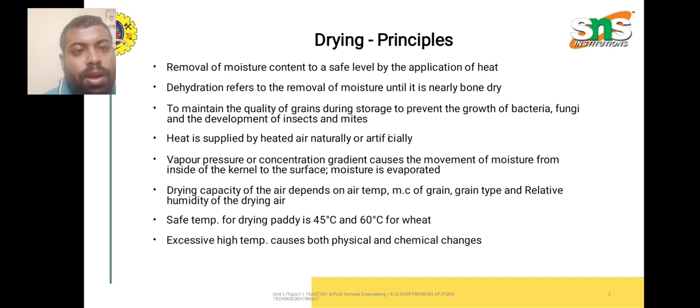To maintain the quality of grains during storage, to prevent the growth of bacteria, fungi, and the development of insects and mites. Heat is supplied by heated air naturally or artificially. Vapor pressure or concentration gradient causes the movement of moisture from inside of the kernel to the surface. Moisture is evaporated. Drying capacity of the air depends on air temperature, moisture content of grain type, and relative humidity of the drying air. Safe temperature for drying of paddy is 45 degrees Celsius and 60 degrees Celsius for wheat. Excessive high temperature causes both physical and chemical changes.